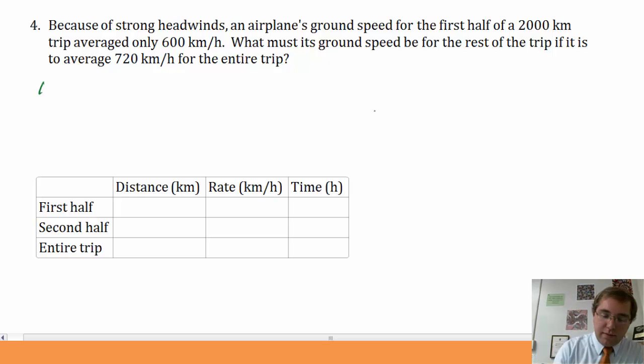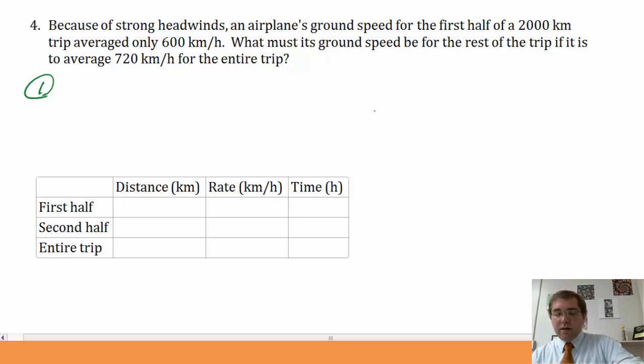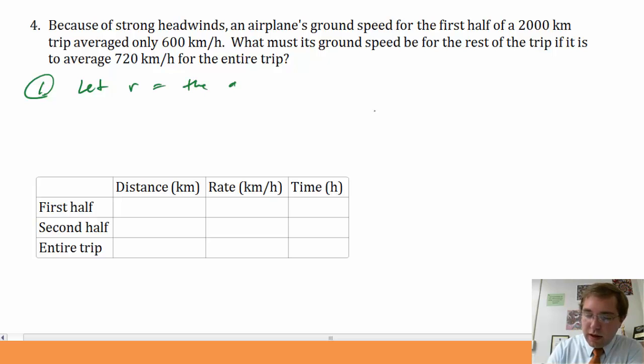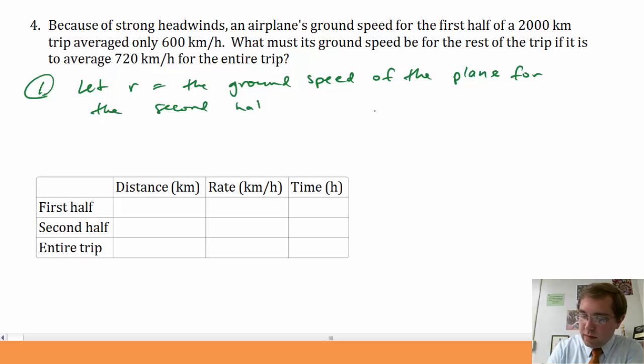Let's define a variable. We want to know its ground speed for the rest of the trip, so for the second half. Ground speed, by the way, is its speed relative to the ground. That includes the speed of the plane and the speed of the wind together. That's the ground speed. So let's call it R, be the ground speed of the plane for the second half of the trip.